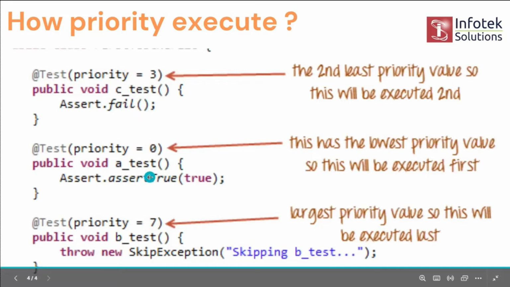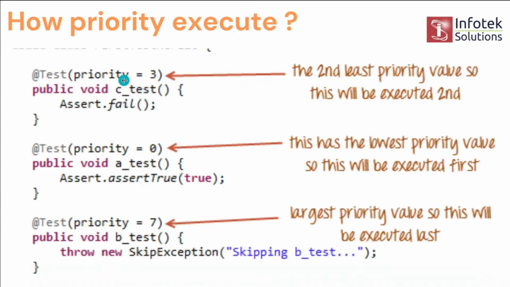Now, here is a diagram which shows how the priority is working. In one of these, I've set the priority as 3, 0, and 7. That means the lowest priority value that you have passed will execute first, then the second one, and at last the third one.